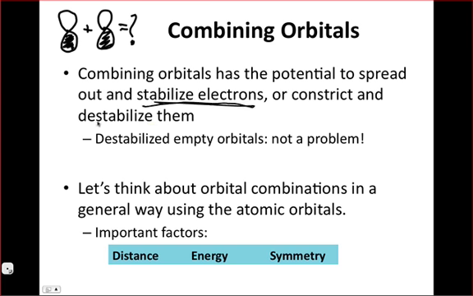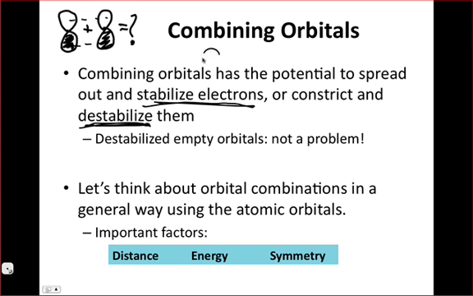However, we can also destabilize orbitals if we subtract their electron density or we add regions of opposite phase. So in the diagram up here you can see 2 orbitals, and you'll notice that these 2 lobes have the same sign. That's why they're both light, and these 2 have the same sign. And so both of these would add constructively, so we would spread the electron density out.